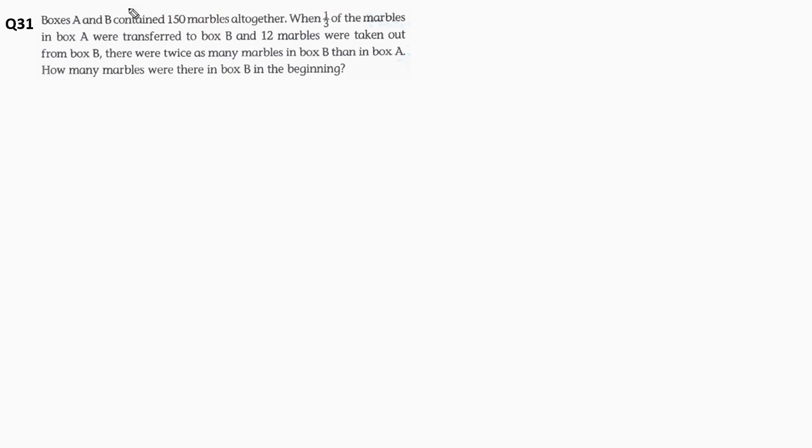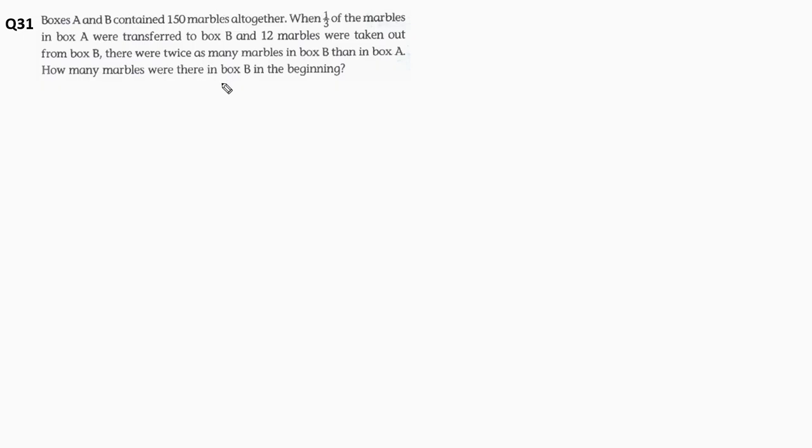Boxes A and B contained 150 marbles altogether. When 1/3 of the marbles in box A were transferred to box B and 12 marbles were taken out from box B, there were twice as many marbles in box B than in box A. And we're asked how many marbles were there in box B at the beginning.